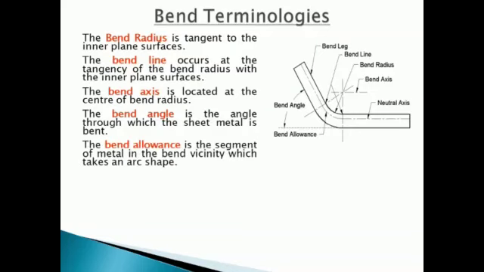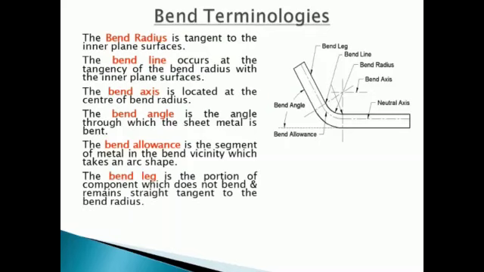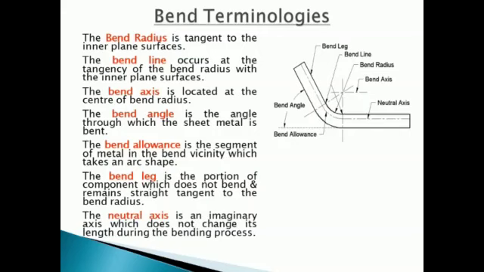Next, bend allowance. Here you can see the portion of the metal which takes curve shape. Bend leg, the portion of the sheet that does not bend and remains straight. Natural axis, an imaginary axis which does not change its length during the bending process. Here you can see.